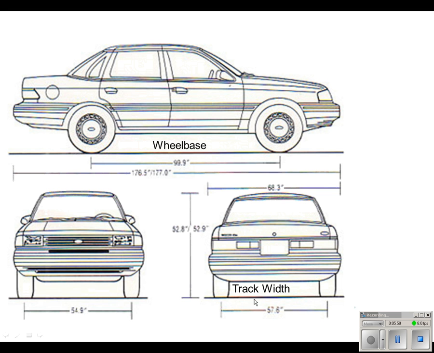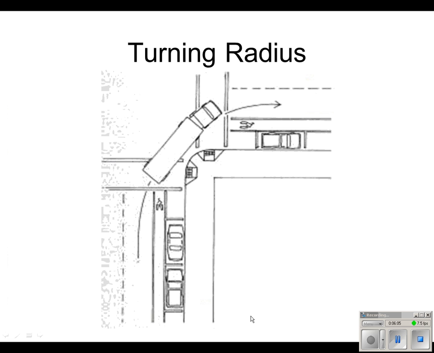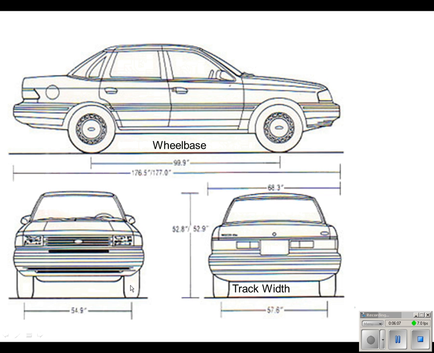And then track width, we're talking about the actual distance between one side of the car's tire to the other side of the car's tire. And you might have a different track width in the front and the back. So for instance, this car here, its track width, from the center of this tire to the center of this tire, is going to be 54.9 inches, and the track width in the rear is actually going to be 57.6 inches. So it's a little wider in the back. But remember, track width is the width of the car, from tire to tire on the side. Wheelbase is actually going to be from the front to the back axle.